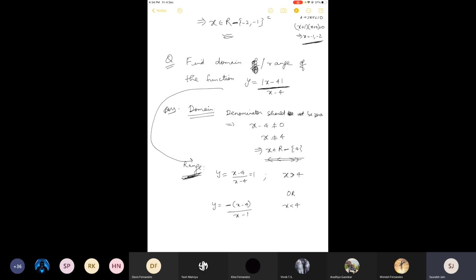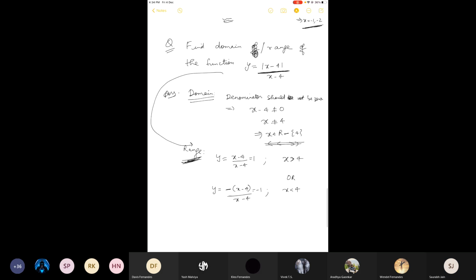So who will tell me now what is the range? The range is the values of y. So y belongs to minus 1 comma 1. Correct. Because whenever you take any x which is greater than 4, the output is always 1, and whenever you take any value which is less than 4, the output is minus 1.